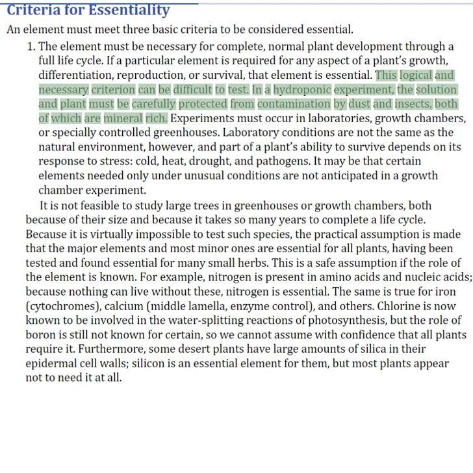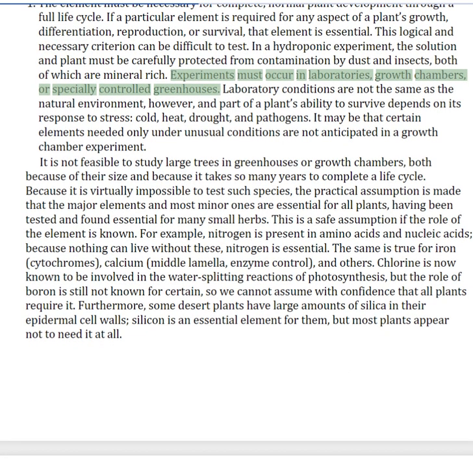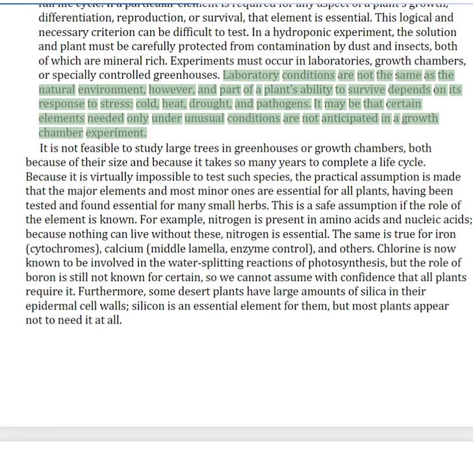In a hydroponic experiment, the solution and plant must be carefully protected from contamination by dust and insects, both of which are mineral-rich. Experiments must occur in laboratories, growth chambers, or specially controlled greenhouses. Laboratory conditions are not the same as the natural environment, however, and part of a plant's ability to survive depends on its response to stress, cold, heat, drought, and pathogens. It may be that certain elements needed only under unusual conditions are not anticipated in a growth chamber experiment.